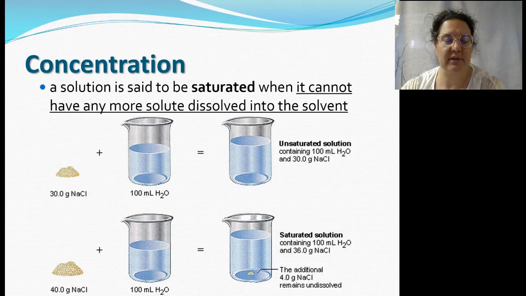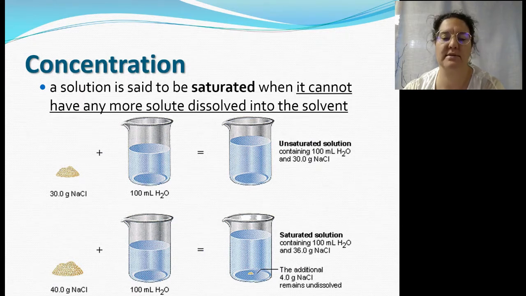A solution is considered saturated when it cannot have any more solute dissolved into it. So if we have an unsaturated solution containing 30 grams of sodium chloride, or salt, in 100 milliliters of water, it means we could add more salt. However, if we added 40 grams of salt to 100 milliliters of water, the solution became saturated at 36 grams of sodium chloride. So the additional 4 grams of sodium chloride remained undissolved.